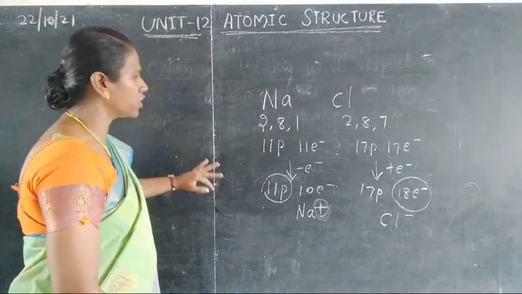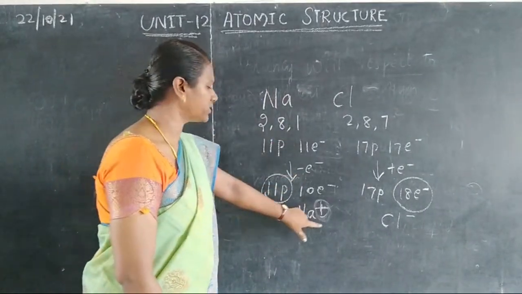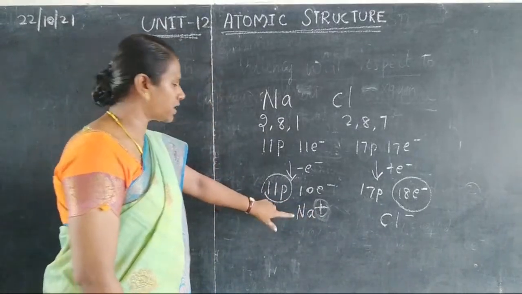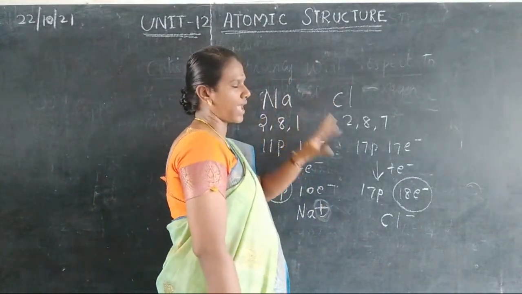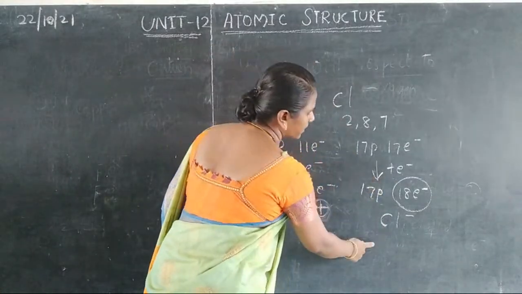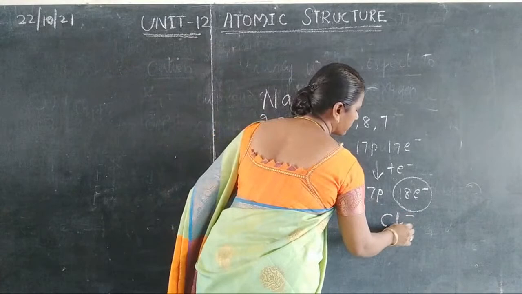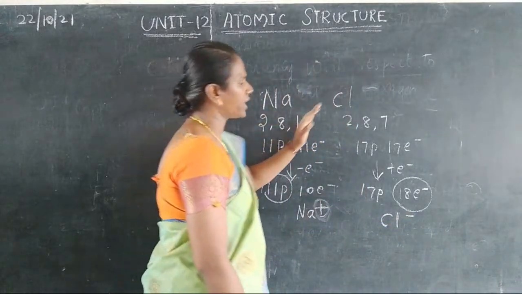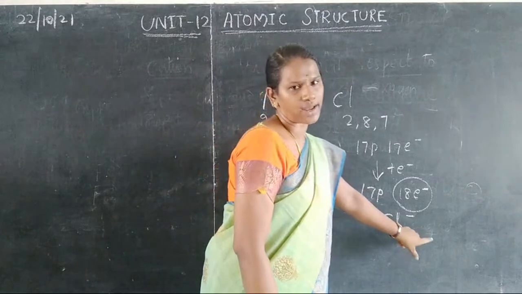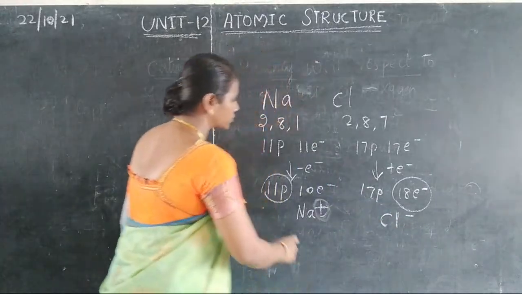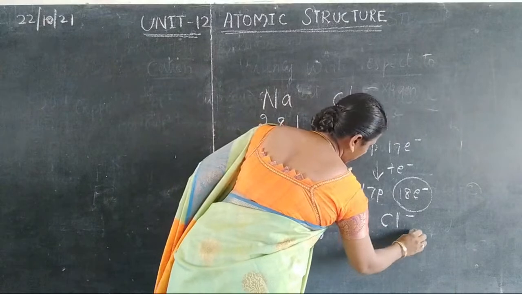So we can conclude that if an atom loses its electron, it will become a positively charged ion, that means a cation. Here, if an atom gains 1 electron, it will become a negatively charged atom. That is called an anion.